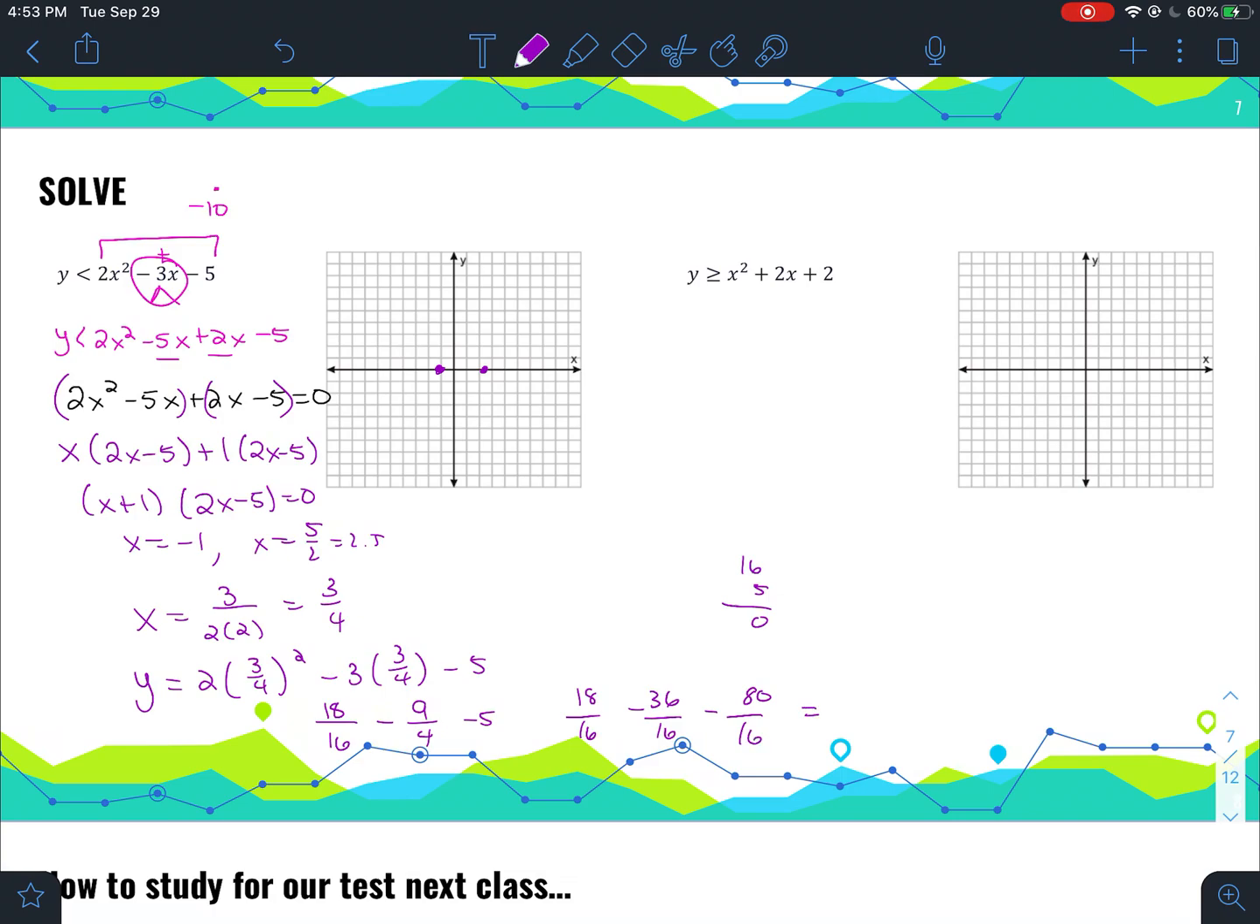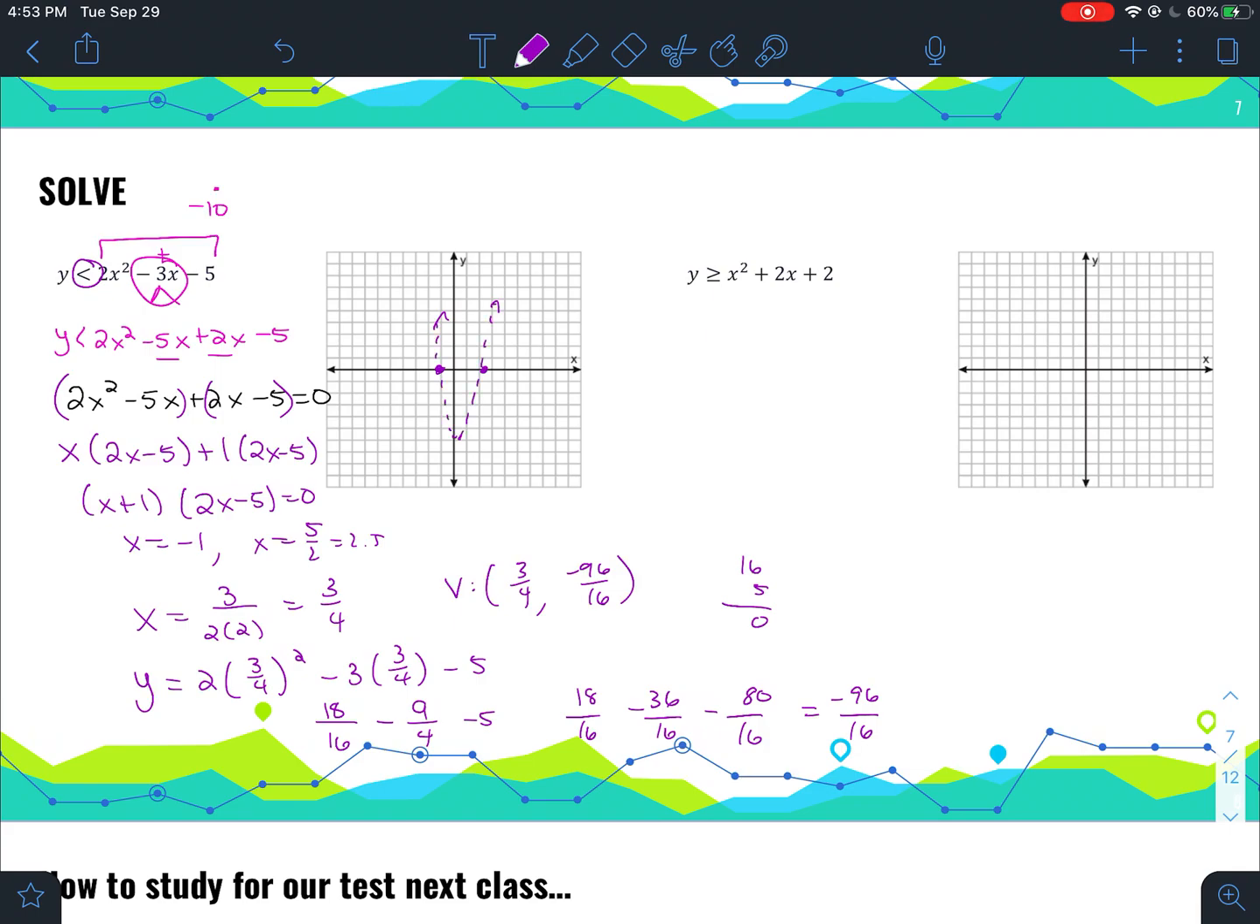And so this would be negative 96/16. And so my vertex is going to be at 3/4 and then negative 96/16. So 3/4 and then negative 96/16. So we'll be down here. And then it is a dotted parabola because it's just y is less than that. So we're going to make it a dotted parabola.